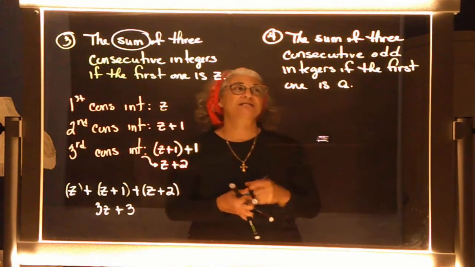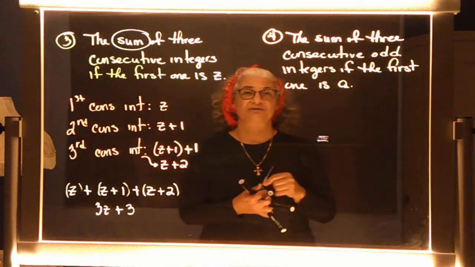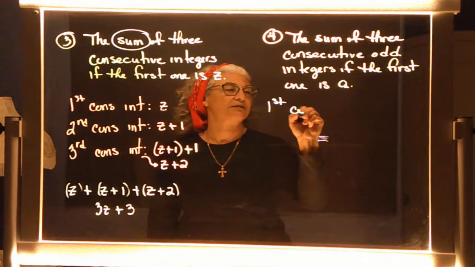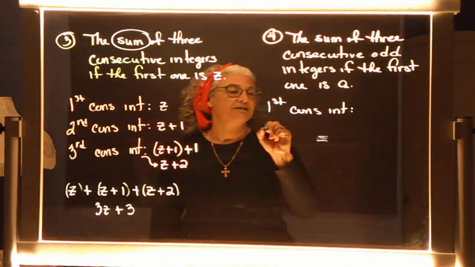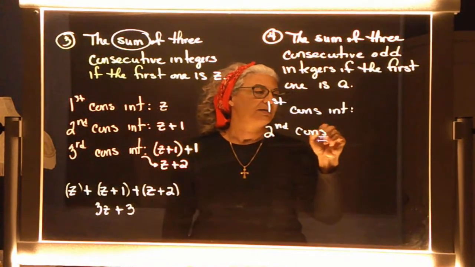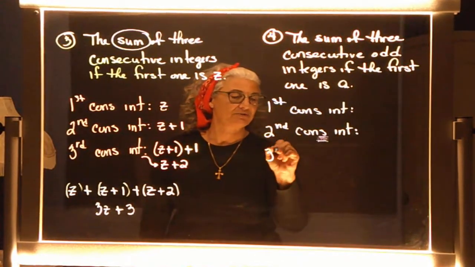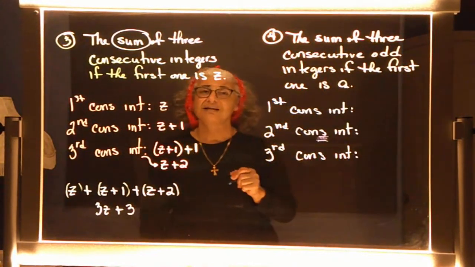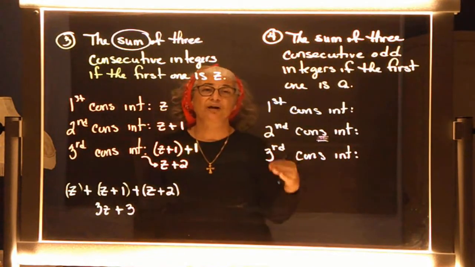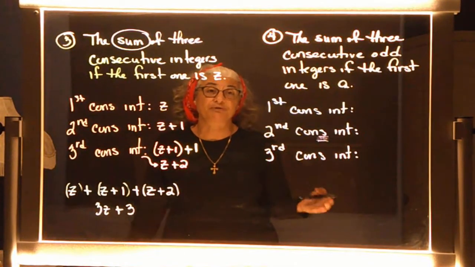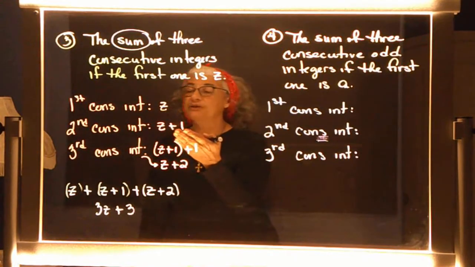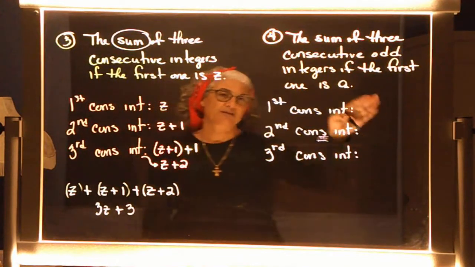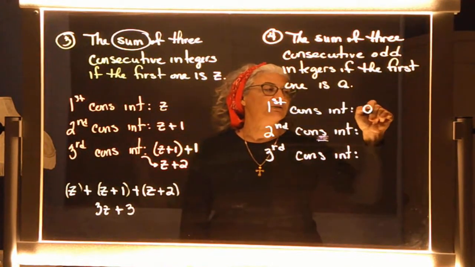Okay, let's look at number 4. Number 4 is similar. It says the sum of 3 consecutive odd integers if the first one is a. All right, so we have the first consecutive integer, the second one, and I know some of you are wondering, do I need to write down what you're writing? It's not a bad idea to do it. I highly suggest it because for us visual people, it keeps us on track so we understand what each of the variables is representing. Over here, I know z plus 1 is representing the second consecutive integer, correct? Okay, so back to problem 4. A is the first one, agreed?